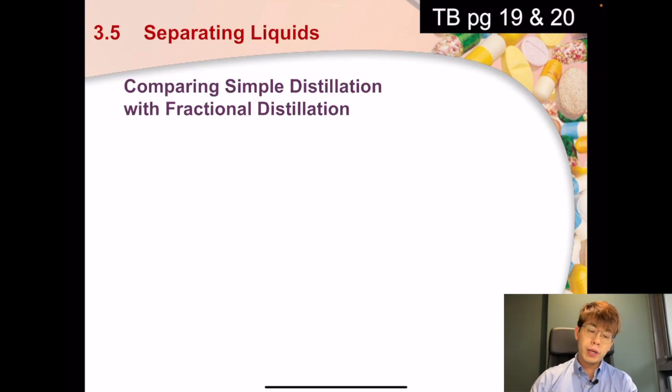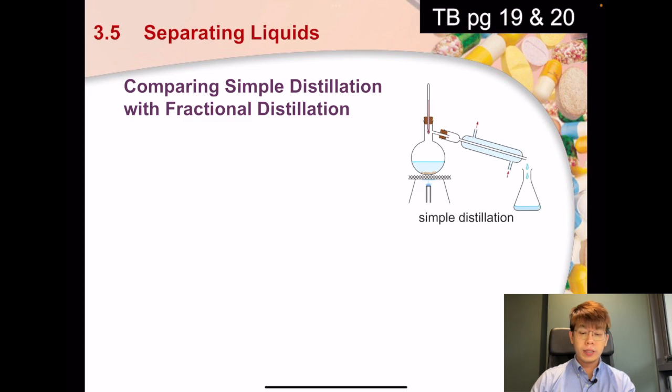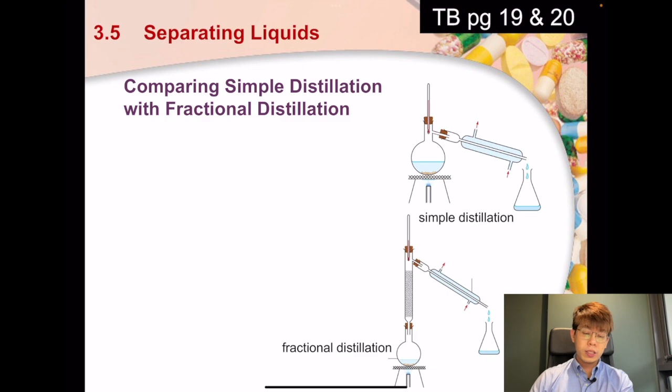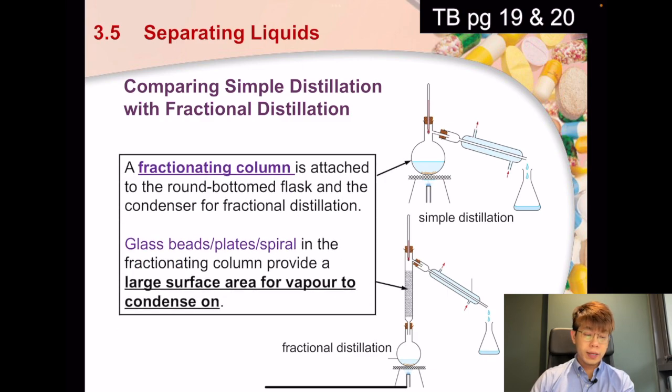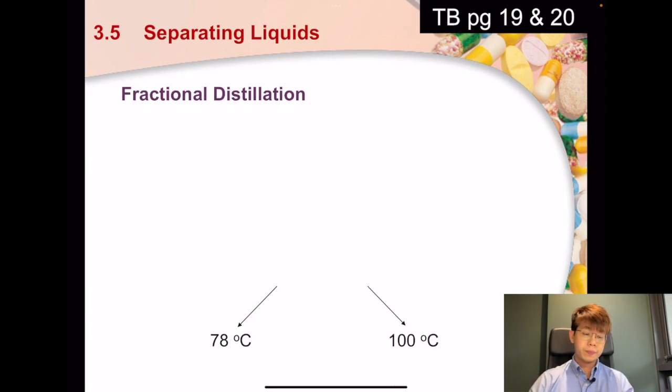When we compare simple distillation and fractional distillation, there are a few things that we must notice. In fractional distillation, you will notice that there is a fractionating column. I think it's important for you to take note of this. The fractionating column creates a larger surface area for condensation to occur. This ensures that the liquids get separated better. So it's increased surface area.